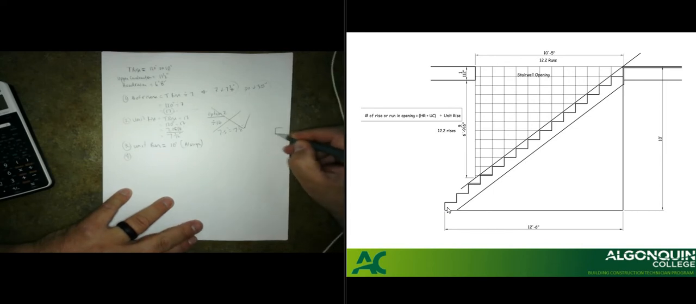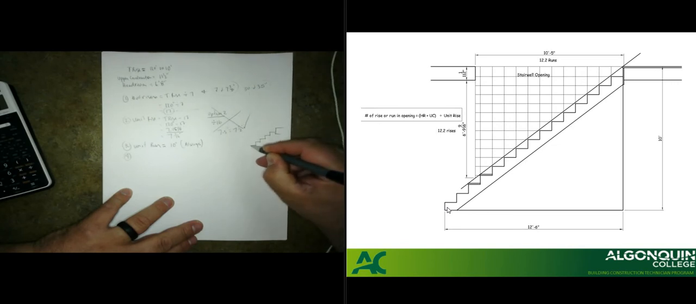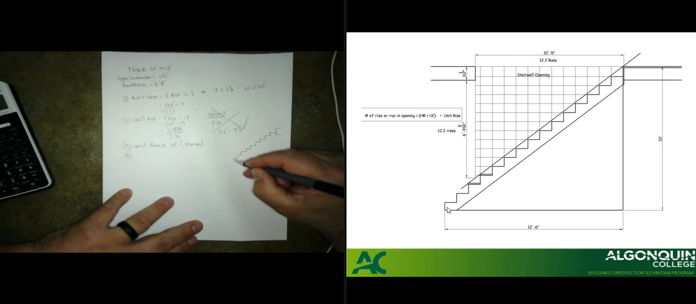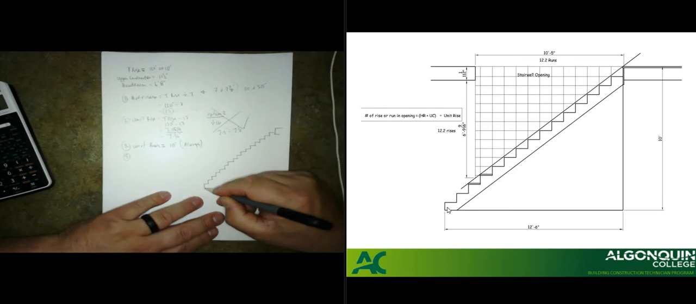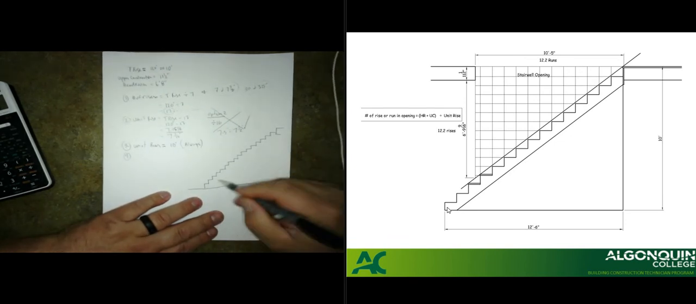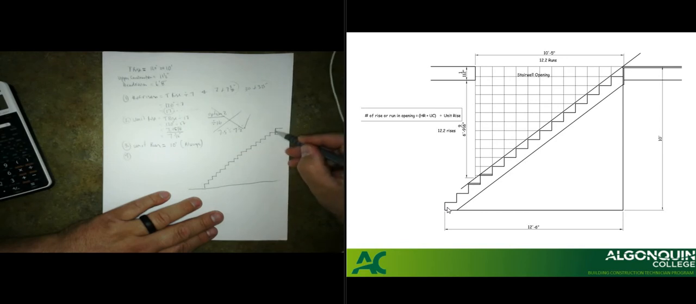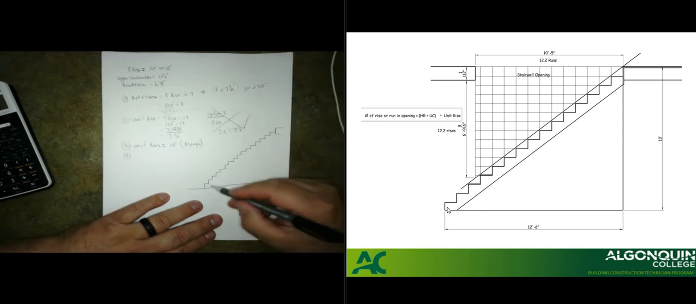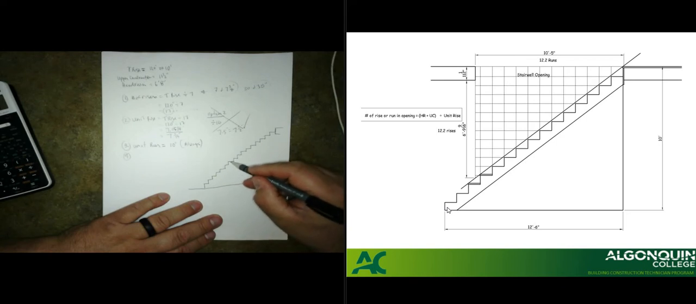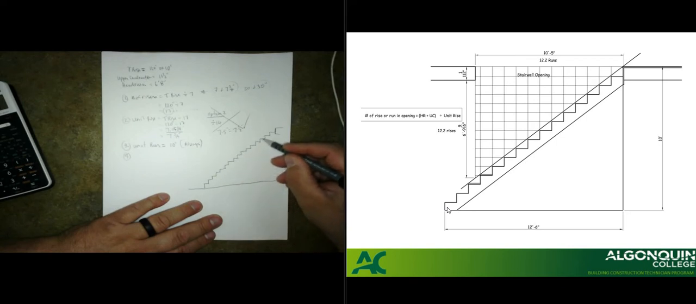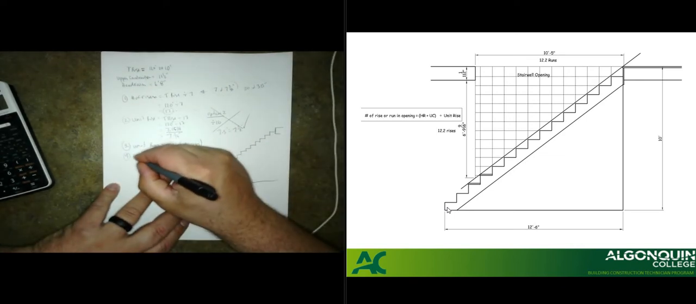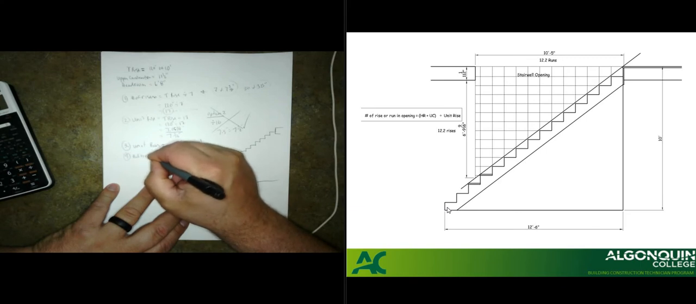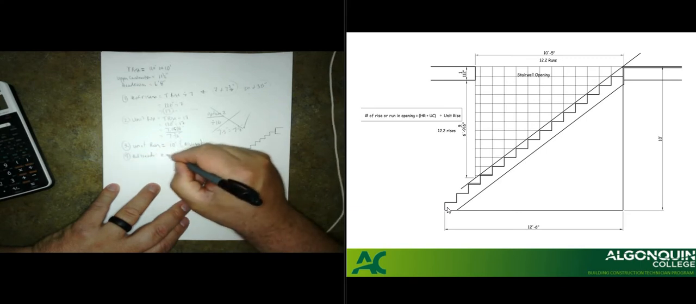if I started from here, that's my upper floor, and I come down, that's 1 rise, 2, 3, 4, 5, 6, 7, 8, 9, 10, 11, 12, 13, 14, 15, 16, 17. That's the bottom floor. So if there are 17 rises, including that one, then there are only 16 treads. There's always 1 less. 1, 2, 3, up to 16. That's kind of a rule. So if we want to determine the number of treads, we take the number of risers and minus 1.